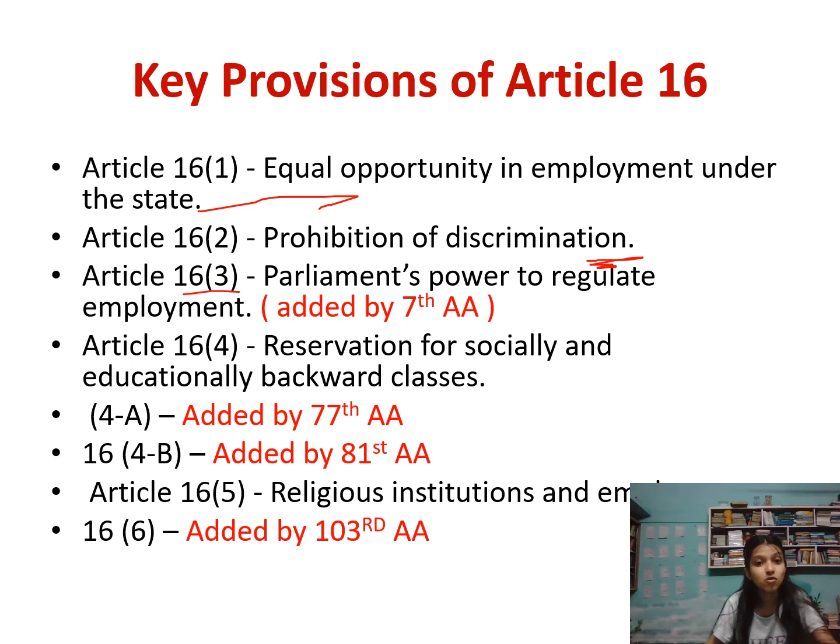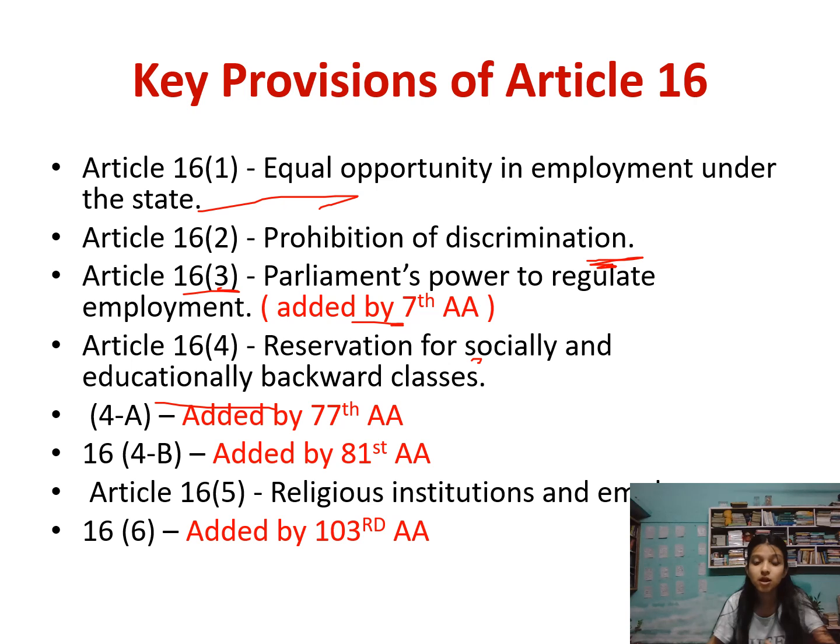Article 16 clause 3 has been added by the 7th Amendment Act, which talks about Parliament's power to regulate employment. Again, Article 16 clause 4 talks about reservation for socially and educationally backward classes. So in order to get the reservation, one not only has to be socially but also educationally backward.